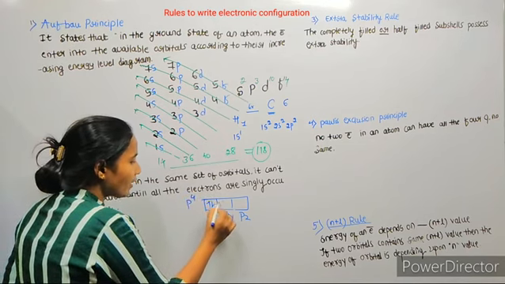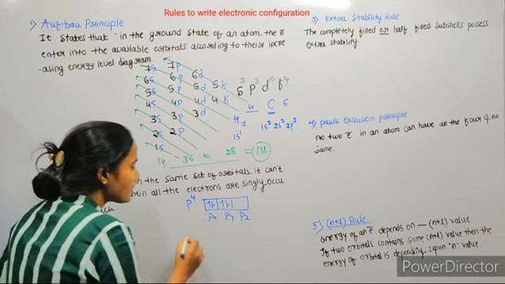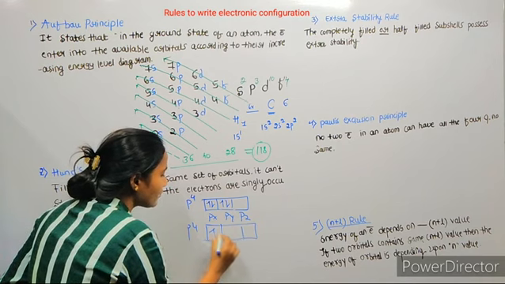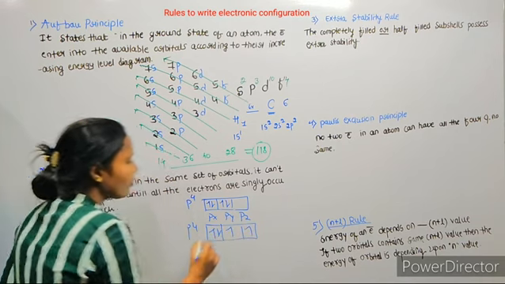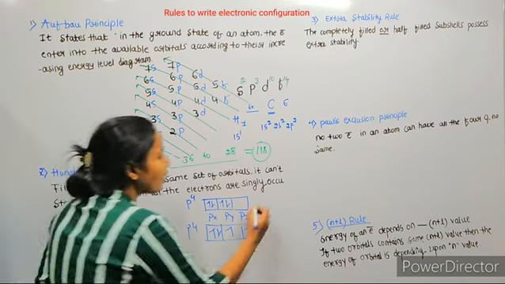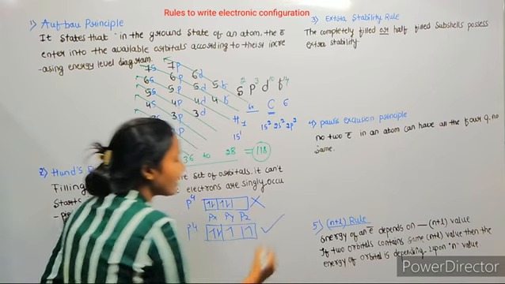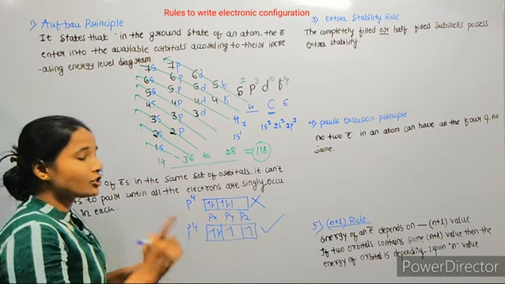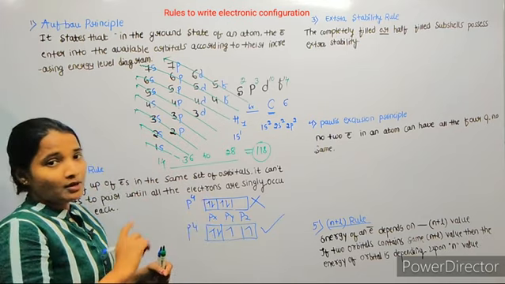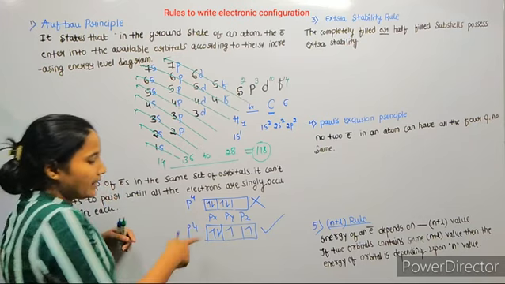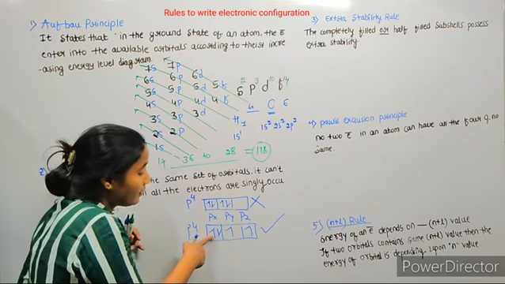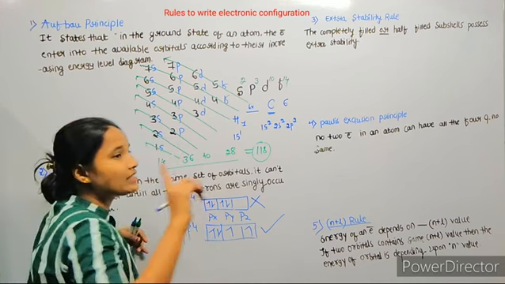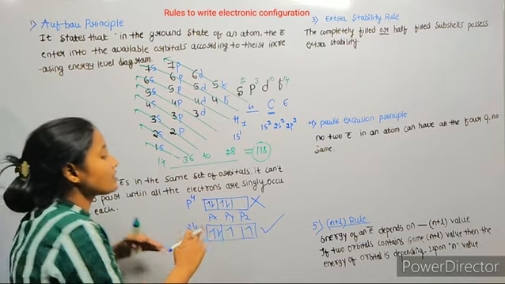Some of you may write 1, 2 and then 3, 4. Some students may write it like this: 1, 2, 3, 4. So this is the wrong way and this is the right way, because first you have to fill each orbital with a single electron. After completion of all the orbitals with single electrons, then you can start to pair.